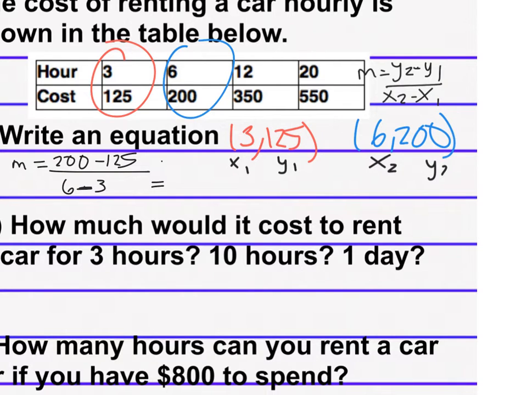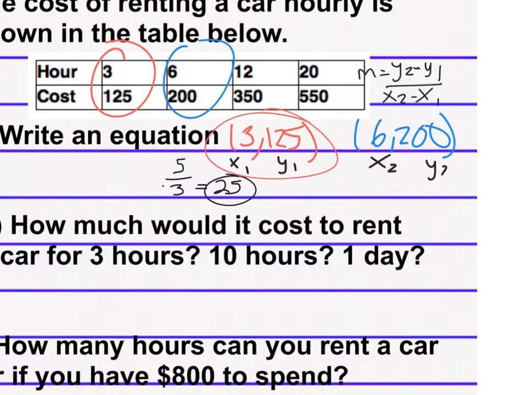200 minus 125 is 75. 6 minus 3 is 3. 75 divided by 3 is 25. Then you pick 1 point. Let's go ahead and use (3, 125) just because it's smaller numbers, but you could use (6, 200) if you want. And then I need to erase, so I have a little space here.